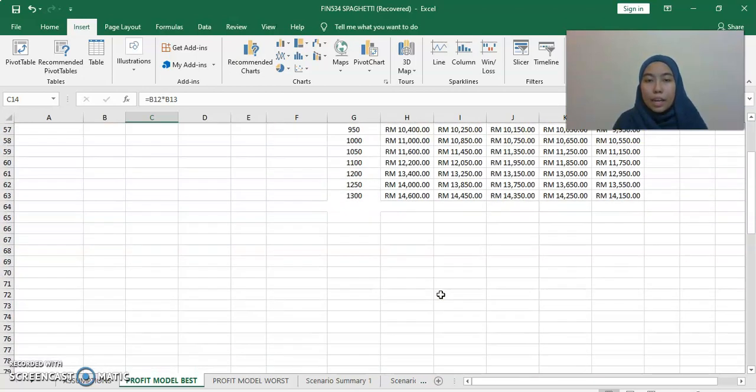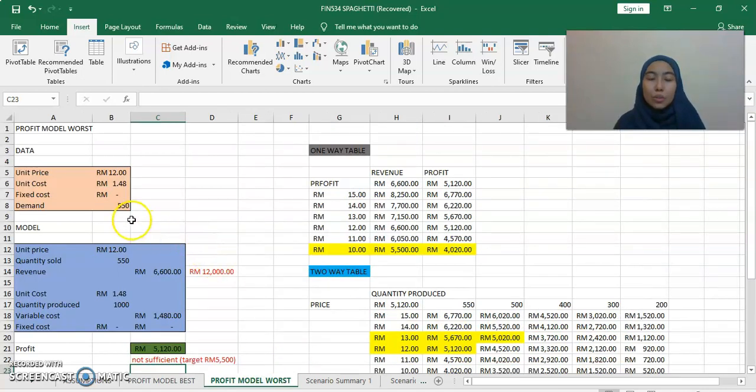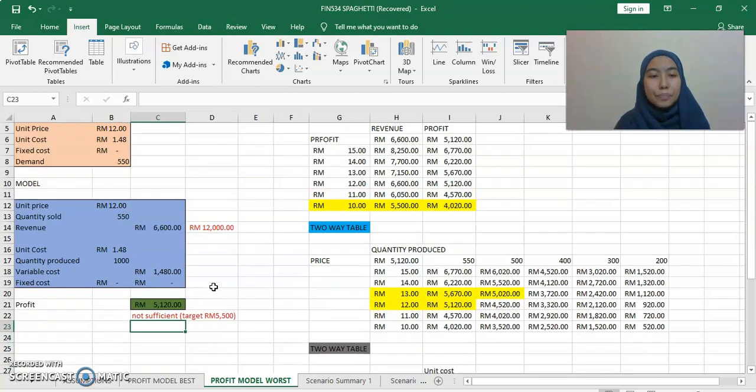But I want to reduce my unit cost too. So I reduce my unit cost to 1 ringgit and 45 cents, as previous is 1 ringgit and 48 cents. And the profit still achieves my target, which is 15,650 ringgit. And in the profit model, at least I need to sell 550 units, so the target is 5,500 and the revenue is 12,000.